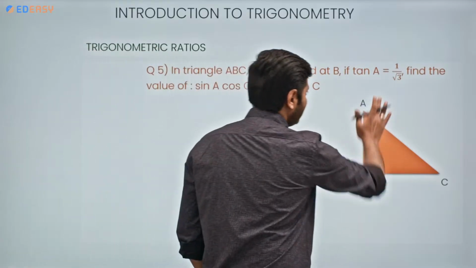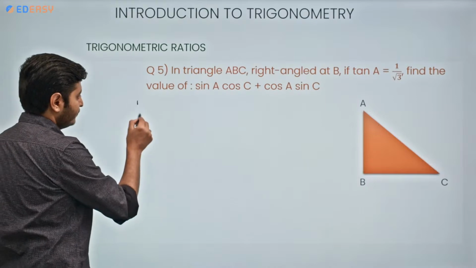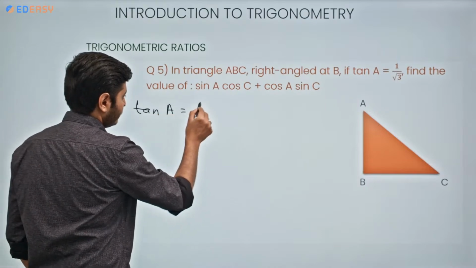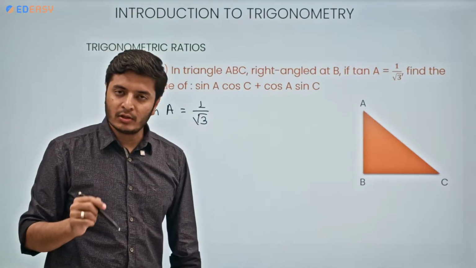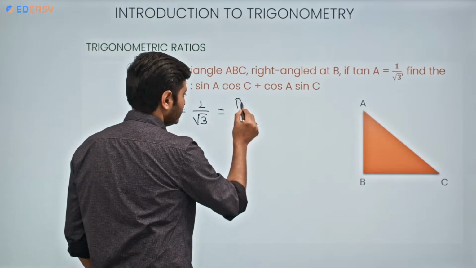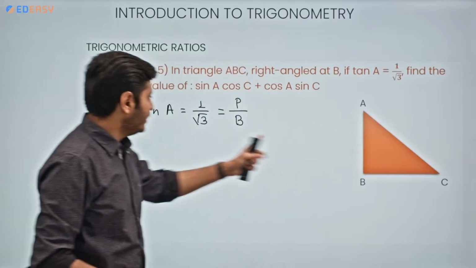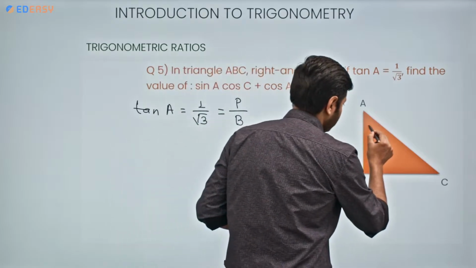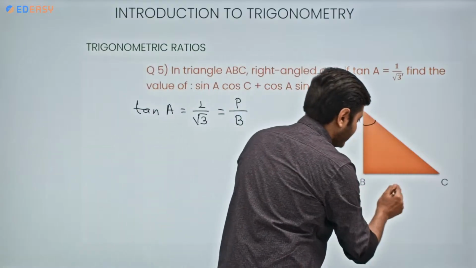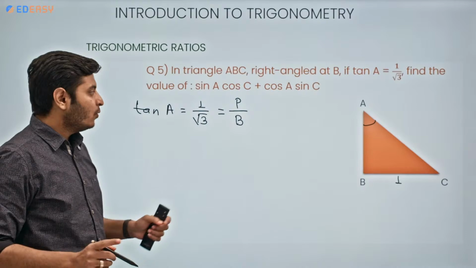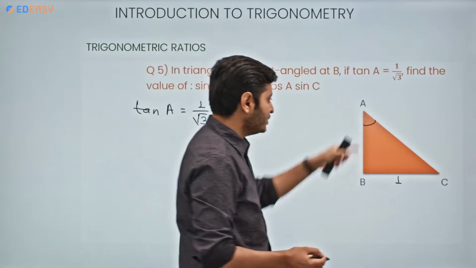How? Tan A is given as 1 by root 3. Now, what is tan A? Perpendicular by base. So it means this is P by B. So tan A means we are referring to angle A, this angle. So with respect to angle A, the value of perpendicular is 1. So perpendicular is side opposite. So this is 1. What is base now? Value is root 3, but with reference to angle A, the base is side adjacent.